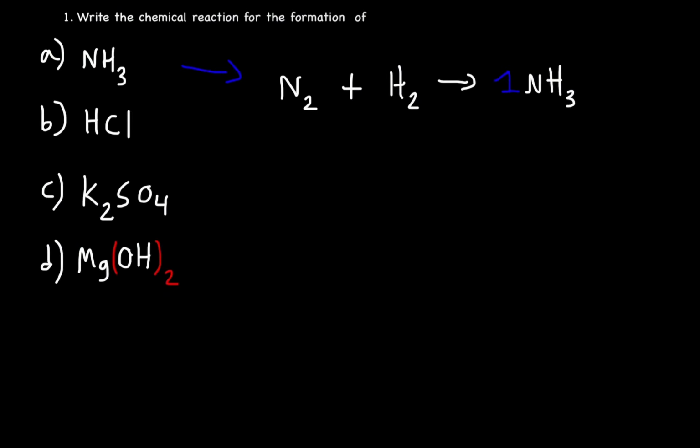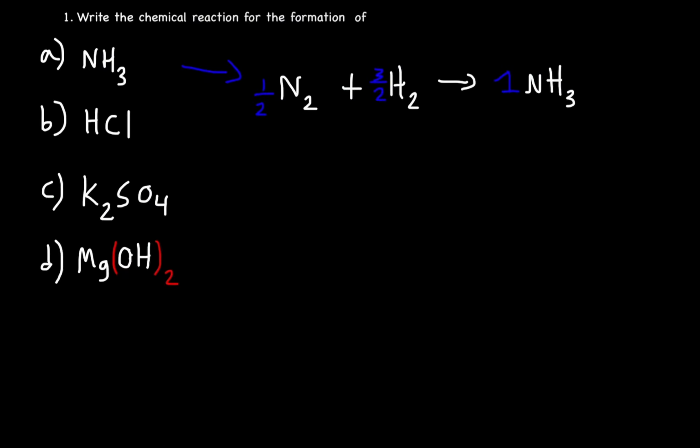And now we just balance at this point. So on the right side, we have 1 nitrogen, and on the left side, we have 2. So we have to balance it. We'll put a 1/2 as the coefficient. And on the right side, we have 3 hydrogen, and on the other side, we have 2 hydrogen. So I'll put 3/2 as the coefficient.